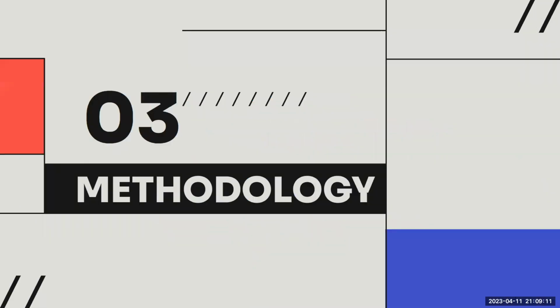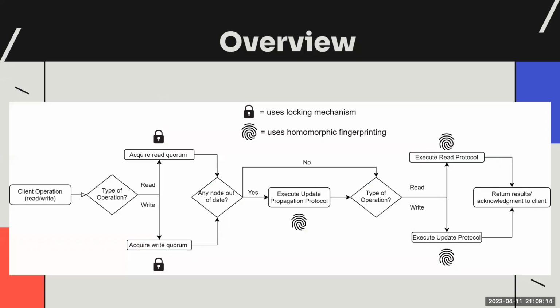We now move on to the methodology section. On this slide, I summarize the overall working of the system when the storage system receives a client request. Depending on whether the request is a read or write operation, the system then goes about granting a read or write quorum, respectively, for the client. Note here the distinct definition of read and write quorums. Then, once the quorum has been acquired, an update propagation protocol brings any out-of-date nodes up to date if need be. Finally, the read or update protocol is executed depending on the type of request, and the final read results or acknowledgement of the write operation is sent back to the client.